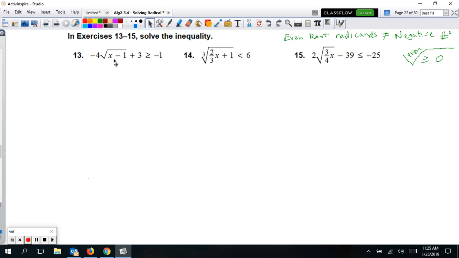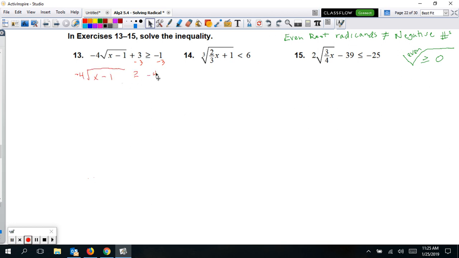Alright, so let's get into this one, number 13. The first thing is to get the radical isolated and by itself. So we're going to first move the 3 to the other side, and then we'll deal with moving the -4. Always deal with the one that's adding or subtracting before you deal with one that's multiplying. So we're going to subtract 3 from both sides.